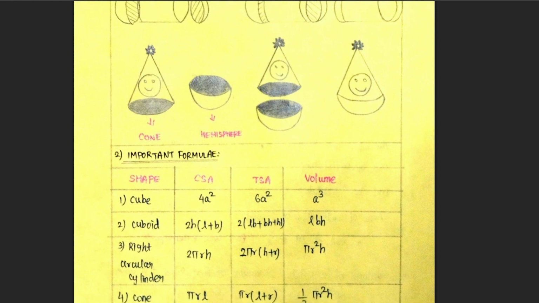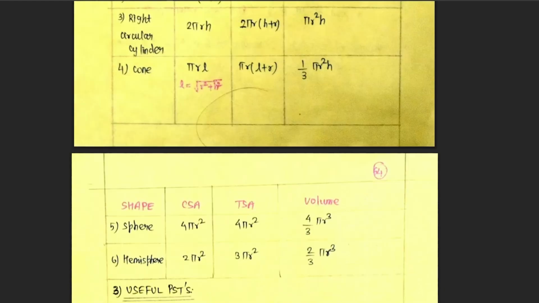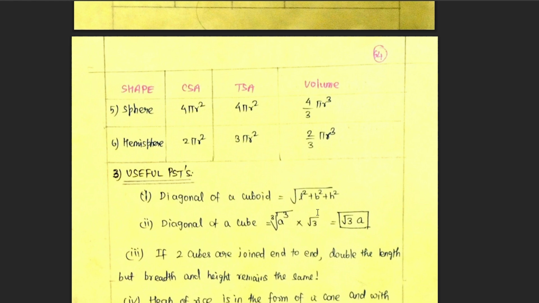Next is cone. CSA is pi r l. By the way, I have given how to find l, which is root of r square plus h square. You will be given the height and the radius, so using this formula, you can find it easily. TSA is pi r into l plus r, and volume of a cone is 1 by 3 pi r square h. Next is sphere: CSA and TSA are both the same, and volume is 4 by 3 pi r cube.